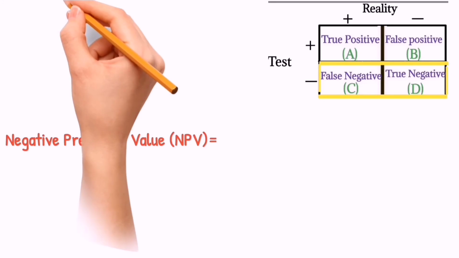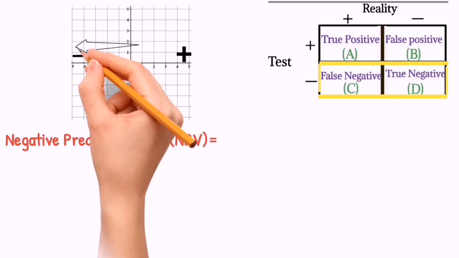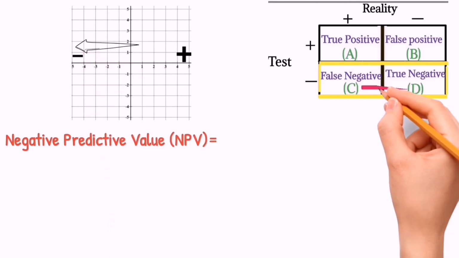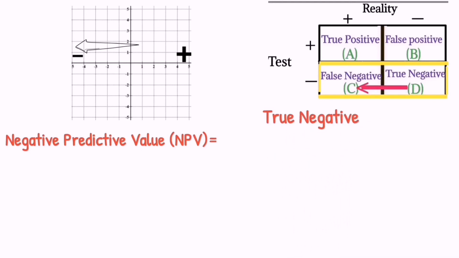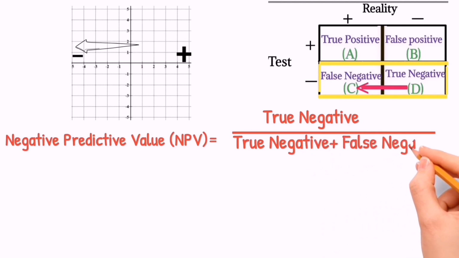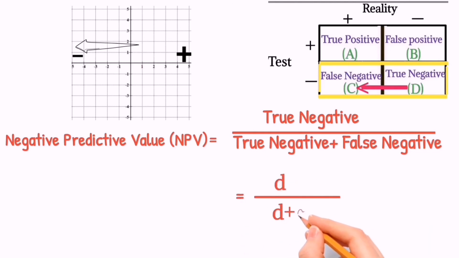Negative predictive value is imagined with a graph in which an arrow towards the left direction shows negativity. So draw an arrow towards the negative direction. The tail represents true negative and is the numerator, while the head represents tail plus head, that is true negative plus false negative, and is the denominator. In simplified form, D divided by D plus C is negative predictive value.